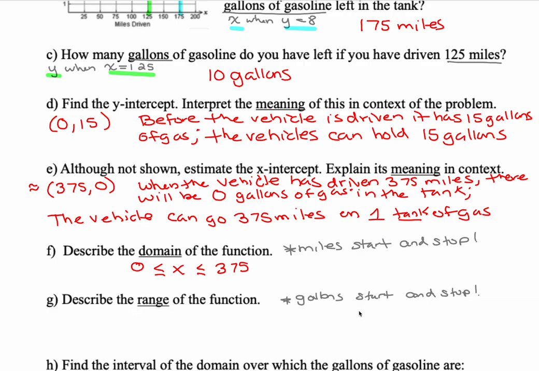For the range, same scenario, but we're using the y values, which are your gallons of gas. So the smallest amount of gas that the vehicle can hold will obviously be 0 gallons. But the most amount of gas that the vehicle will hold will be that 15 gallons. So we know that the car can only hold between 0 and 15. So we know that 0 is the smallest, so it's going to be less than. But since it can hold 0, it can run out of gas, we'll put 0 is less than or equal to y. And then y is going to be smaller than 15, but it can hold exactly 15, so we'll put that equal to 15 as well. So this is our range because that's the amount of gas that the scenario can hold.